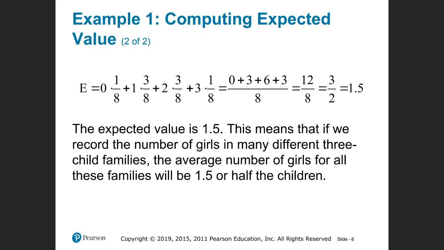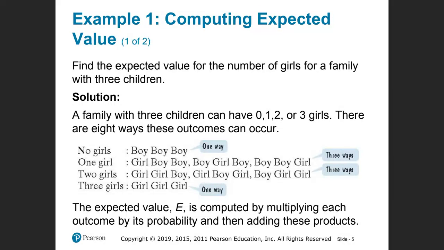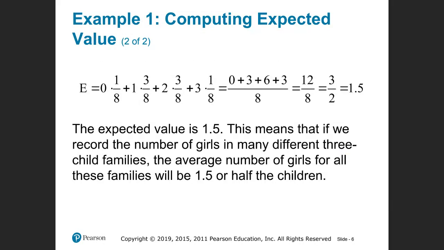So we see that E is 0 times 1/8 plus 1 times 3/8 plus 2 times 3/8 plus 3 times 1/8. And if we go back to the preceding slide, we can see where these came from. No girls would be boy, boy, boy. That's the first one that we added in. One girl could be girl, boy, boy; boy, girl, boy; boy, boy, girl. 2 girls: girl, girl, boy; boy, girl, girl; girl, boy, girl; and 3 girls would be all girls. Back to the example. That's where we got these numbers for E.